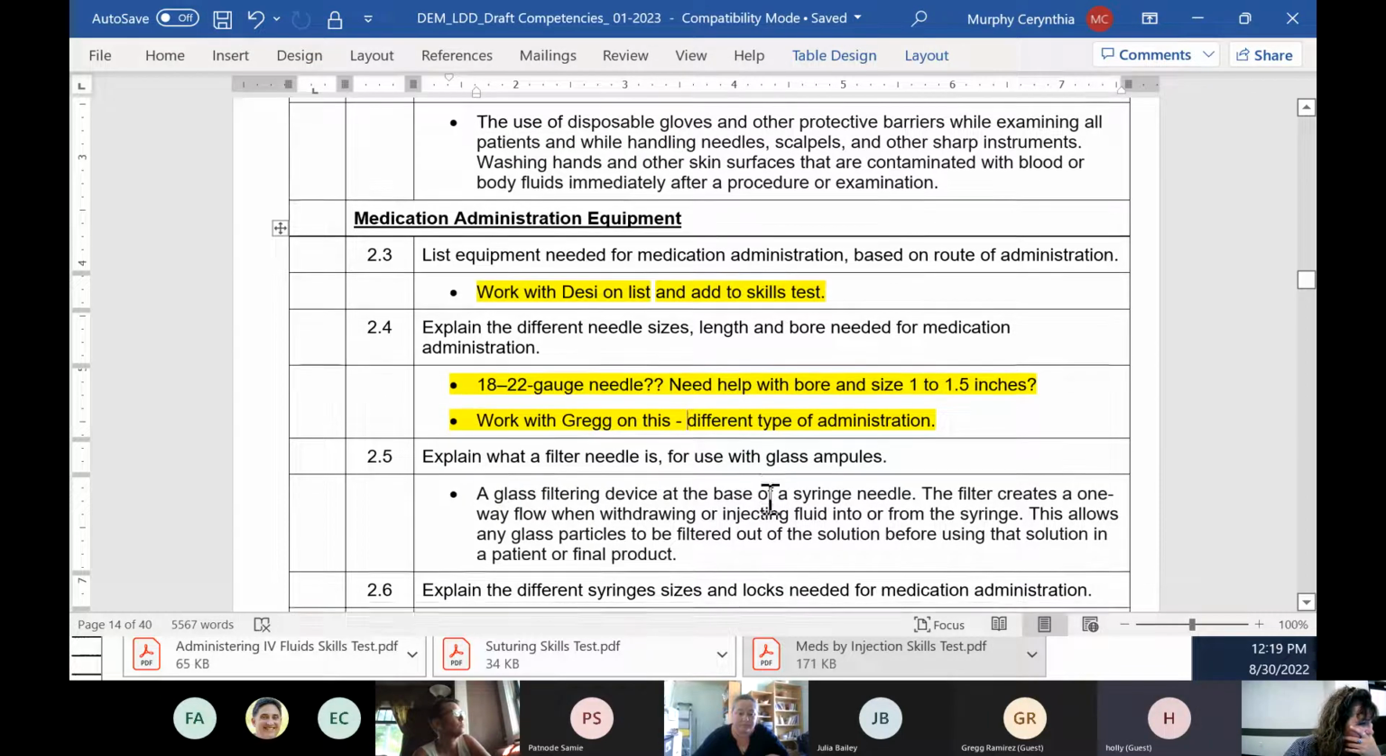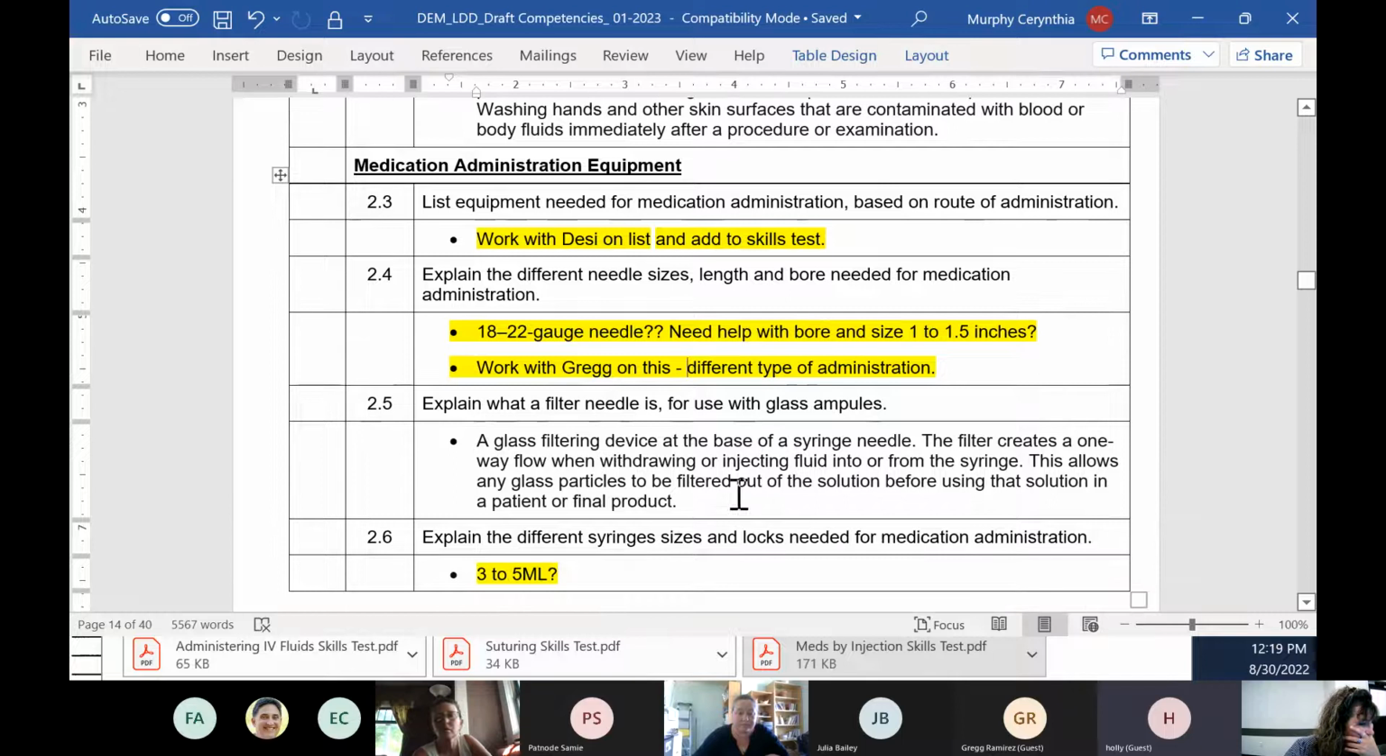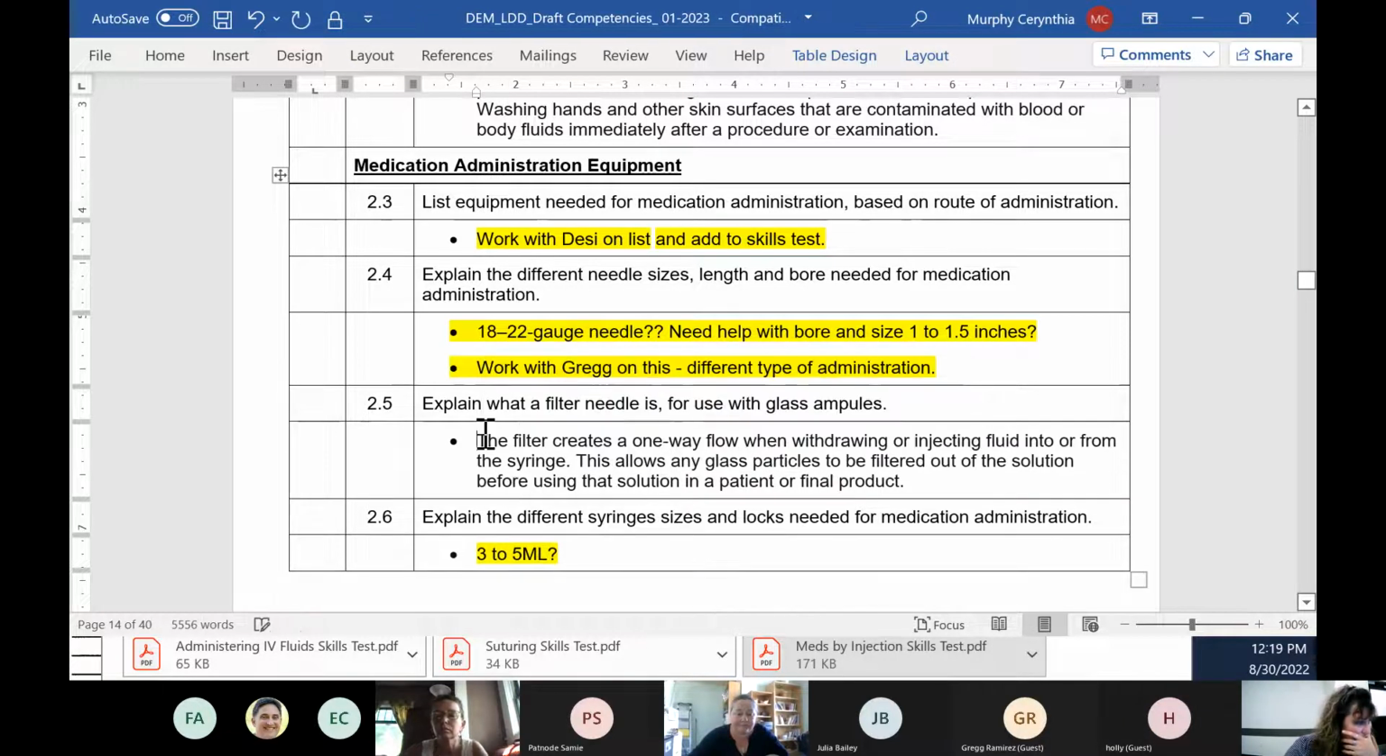And then a filter needle, these days, it's not a device at the base of a syringe needle. It is its own needle that has to be put on and removed before you put on the needle you use to inject. It does filter the little tiny pieces of glass.